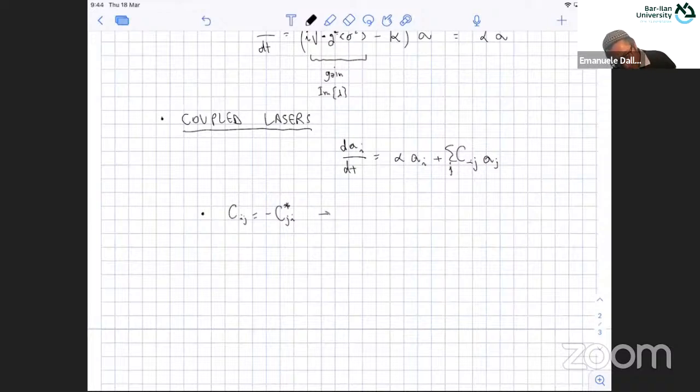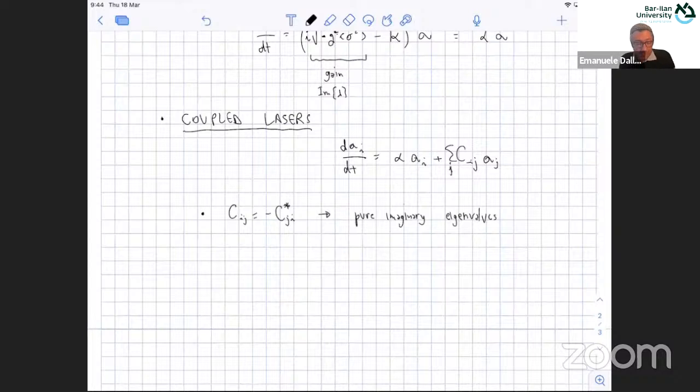The anti-Hermitian part will always have pure imaginary eigenvalues.